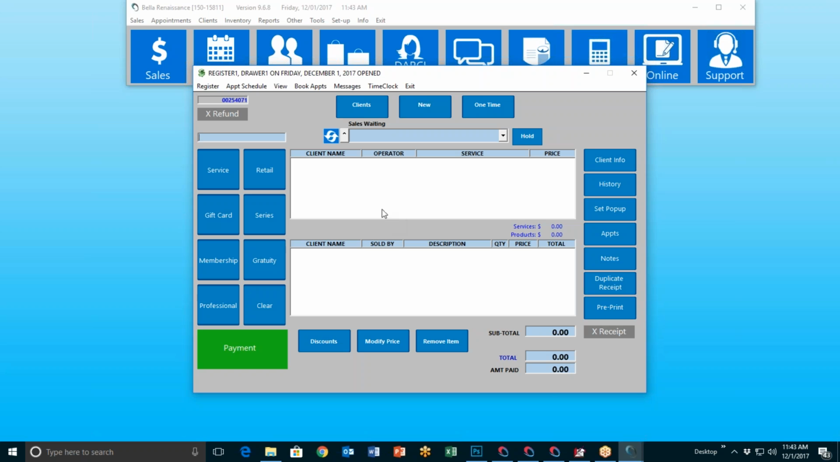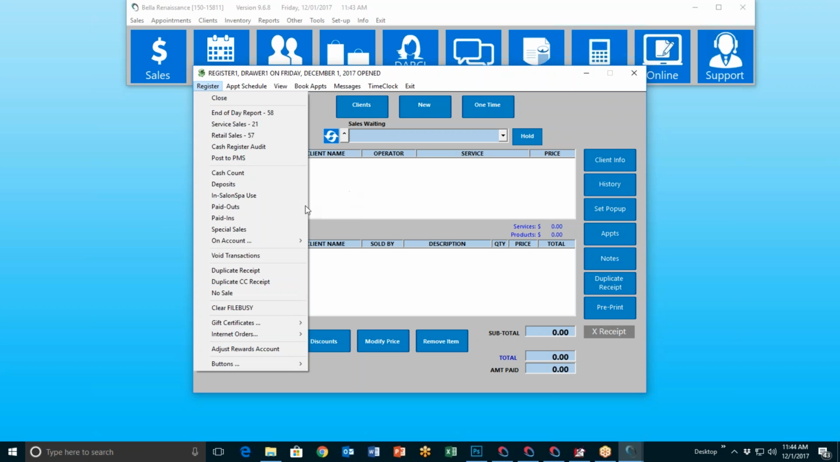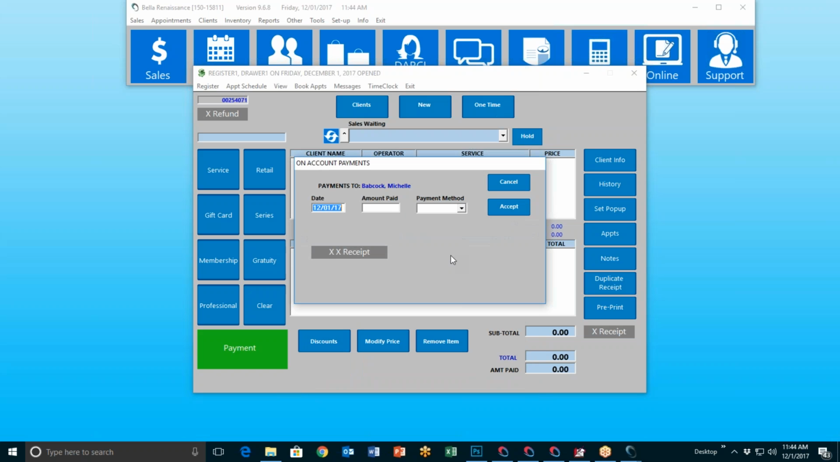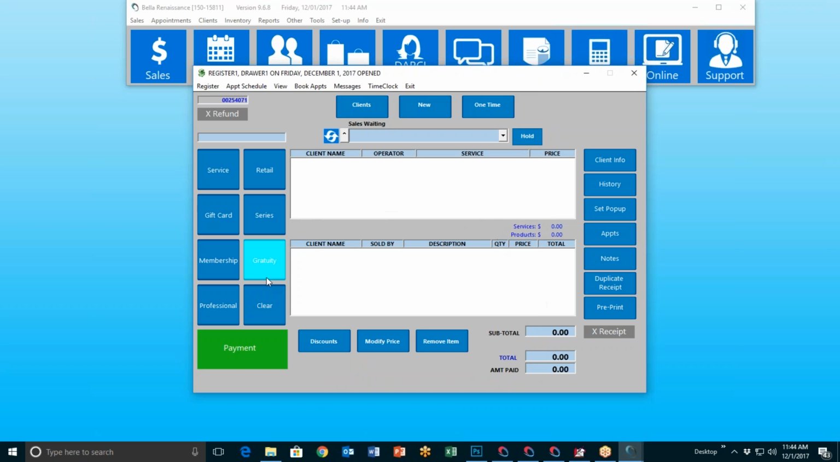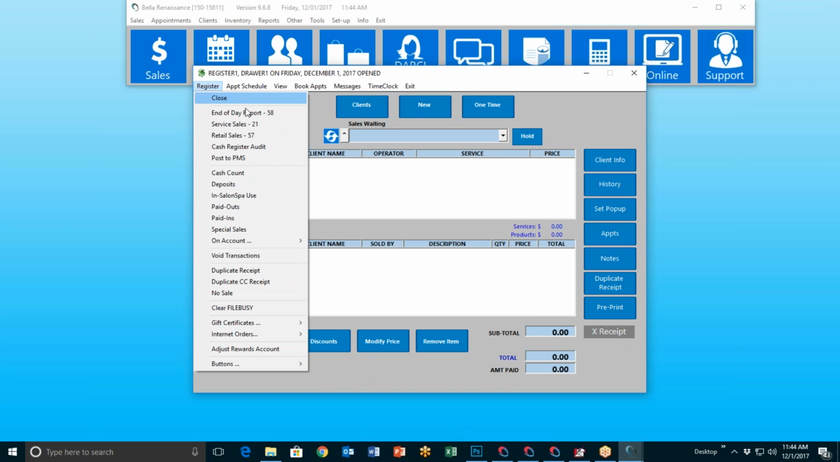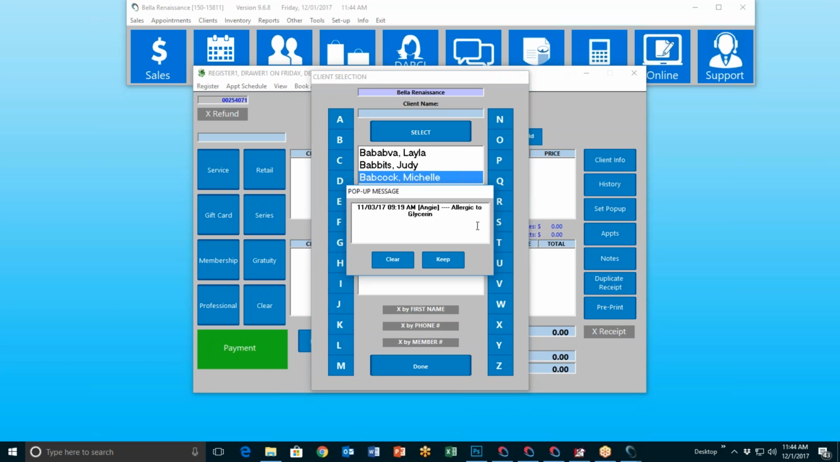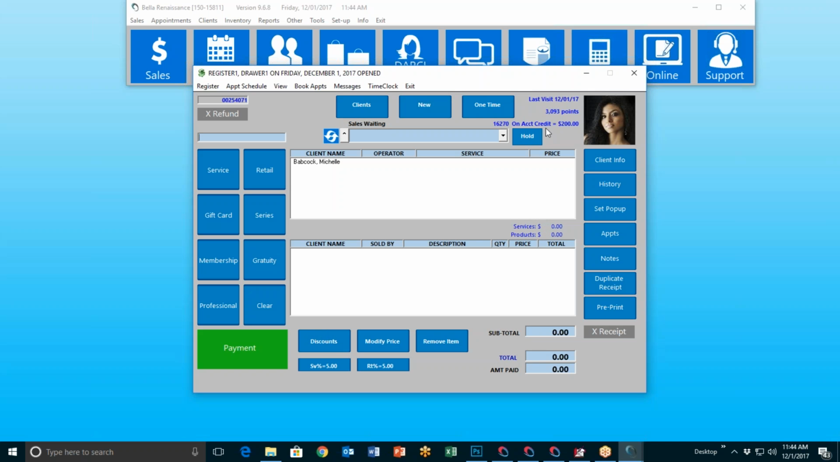And of course, to take money off of an account, for instance, if somebody paid, let's go ahead and do it again. On account payments. We'll go with Michelle here. Say that she paid $200. I actually think that she already had a little bit of money on there, but we'll see in just a moment. Whoops. Go to Miss Babcock. Okay, so no, she didn't.